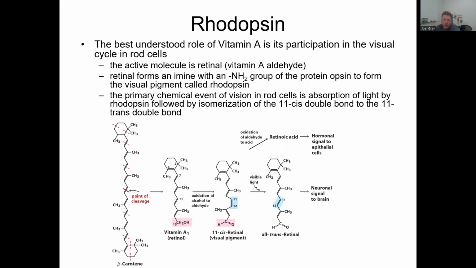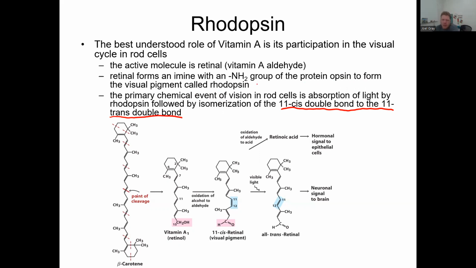And the retinal forms an imine with the NH2 group of the protein opsin to form the visual pigment called rhodopsin. The primary chemical event of vision in rod cells is the absorption of light by rhodopsin, followed by isomerization of the 11-cis double bond to the 11-trans double bond.